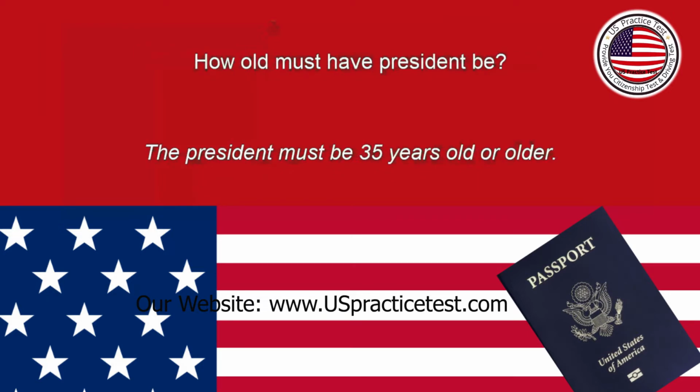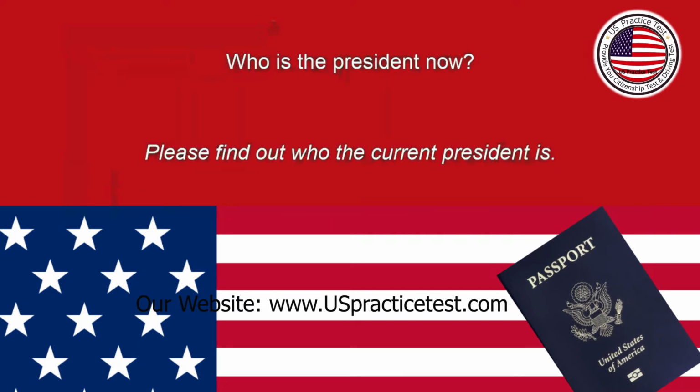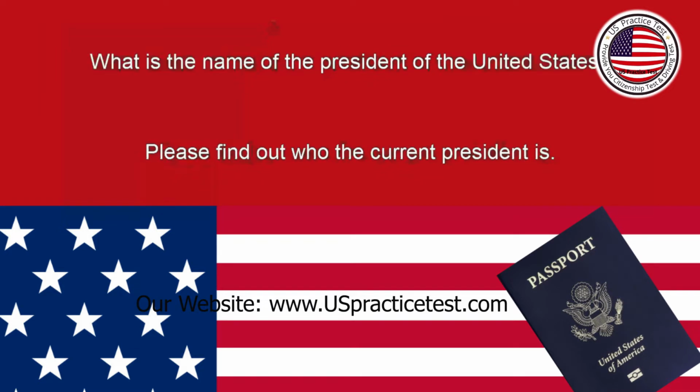How old must a president be? The president must be 35 years old or older. To become president of the United States, what must you be at birth? To become the president of the United States, he or she must be a citizen at birth. Who is the president now? Please find out who the current president is. What is the name of the president of the United States? Please find out who the current president is.